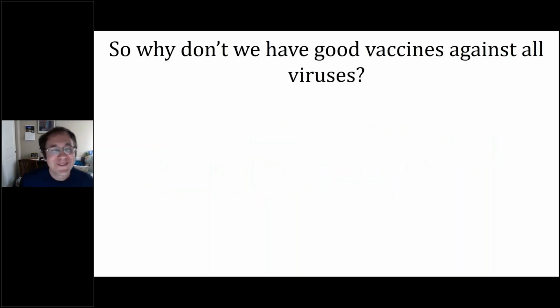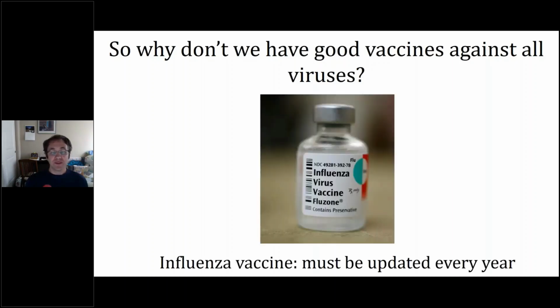So the reason we're having this webinar, of course, is we don't have good vaccines against all viruses. Why don't we have good vaccines against all viruses? For instance, one of the viruses that we don't have a good vaccine against is influenza. As you all know, you have to get a new influenza vaccine every year, and it's not necessarily always that effective, even when you do get the vaccine.